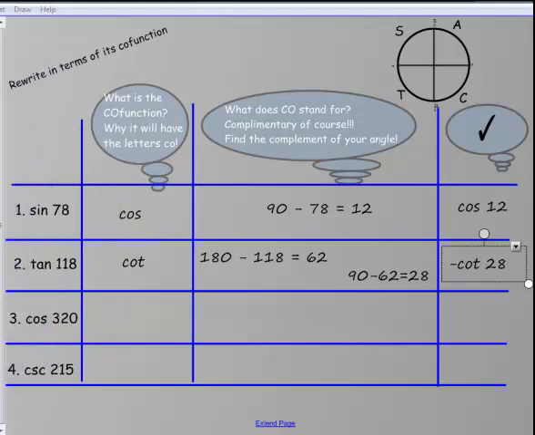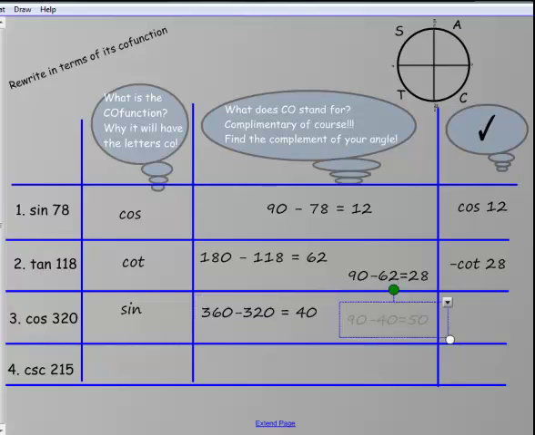Okay, let's do a couple more. Cosine, by now it's kind of easy. What's the cofunction to cosine? Sine. I have to find its complement, but once again, 320 is above 90, so I have to find its reference angle. So 320 is in the fourth quadrant. So 360 minus 320 means its reference angle is 40, but we're not dealing with the reference angle. We're dealing with the complement to the reference angle. So that's 50. Therefore, it's the sine of 50.